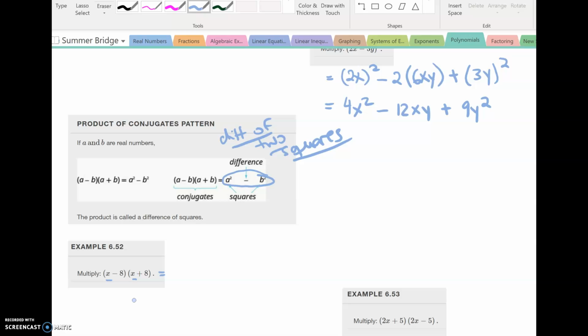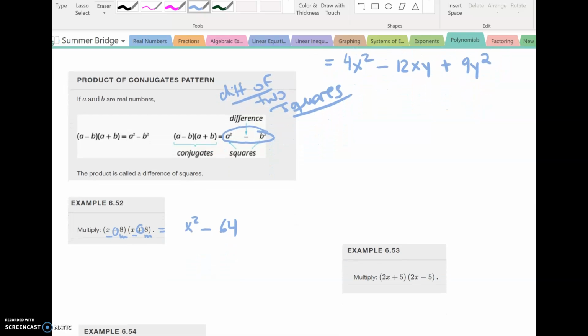Okay, those two are the same. Those two are the same. One's positive, one's negative. So I can follow my difference of two squares pattern, which is the first term, x squared, minus the second term, which is 8 squared, 64. That's your answer. It's really that easy. You're just following the patterns for these.